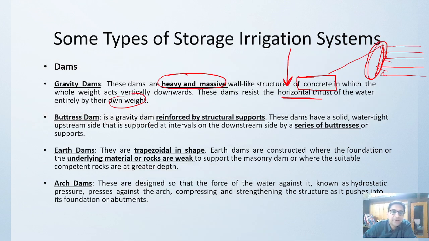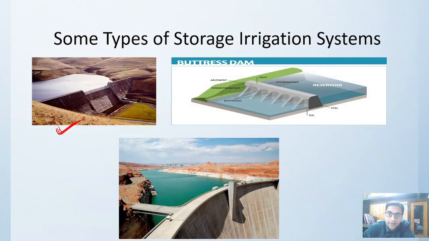It is also a gravity dam, reinforced by structural support. On the sides, a series of buttresses are there. In this one you can see the buttresses; these things are called buttresses. They are supporting the dam. Here water is filled and continuously forcing against it, so these buttresses provide additional support to the dam. So this is called a buttress dam.